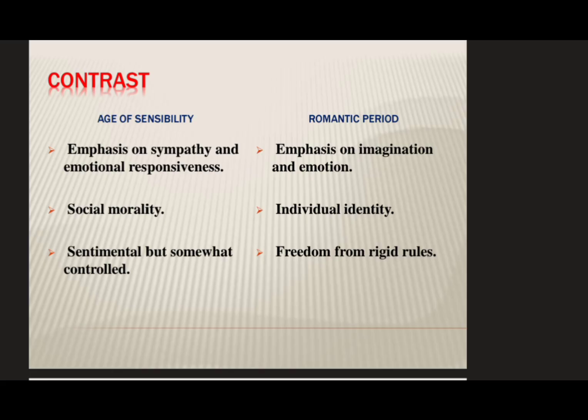Age of sensibility was sentimental but somewhat controlled. In the romantic period, freedom from rigid rules was seen. So age of sensibility is called the transitional phase. It was not yet fully transitioned, but it was in the process of transition from reason to emotion. That's why, although it was sentimental, it was somewhat controlled. But in the romantic period, we see the complete transition in the literary work. So there was a complete freedom from the rigid rules, the order, laws, and reason.